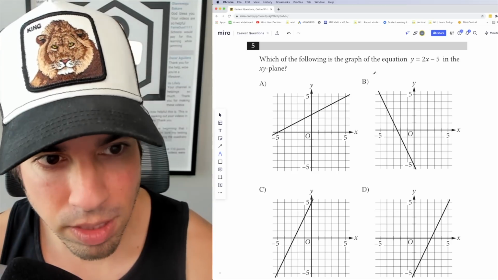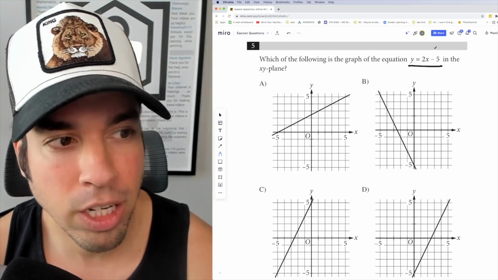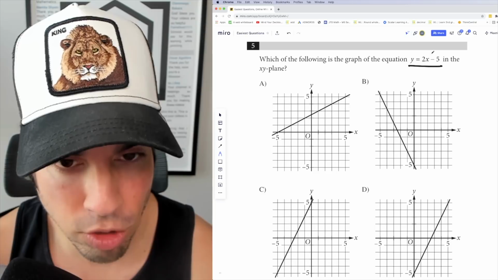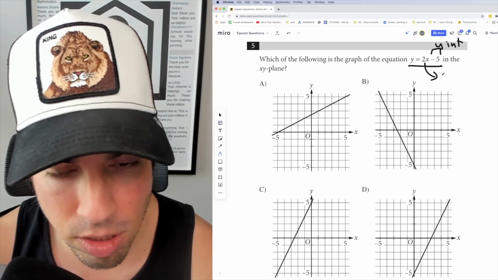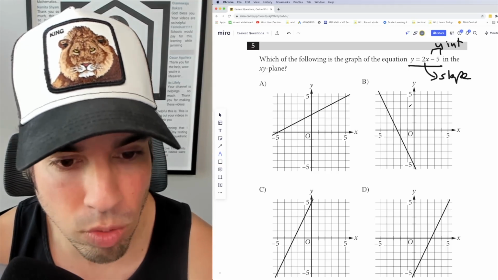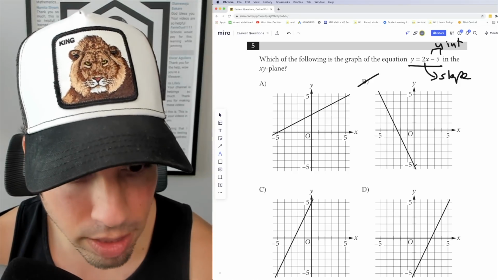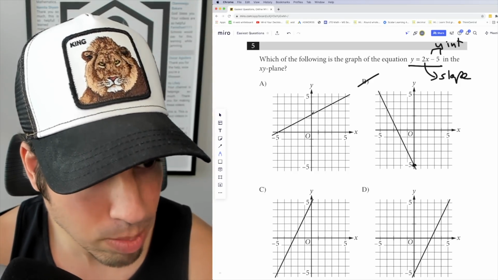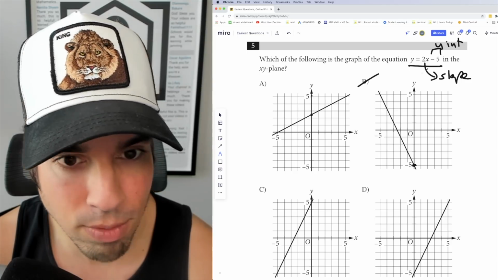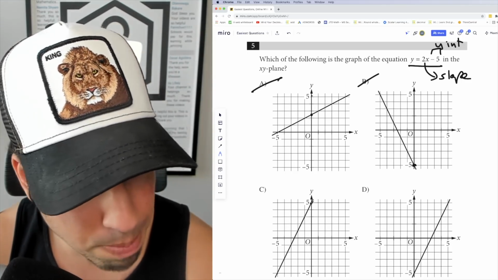Done. Which of the following is the graph of the equation y equals 2x minus 5 in the xy plane? Well, check it out. We got the two most important parts of a linear equation, the y-intercept, that constant, and the slope, a slope of positive 2. This is a negative slope, so B is out. Which one has the right y-intercept? Well, B did, but it's out. A has a y-intercept of 2.5, because here's 5. We need a negative 5. A is out. This one has an intercept of positive 5.